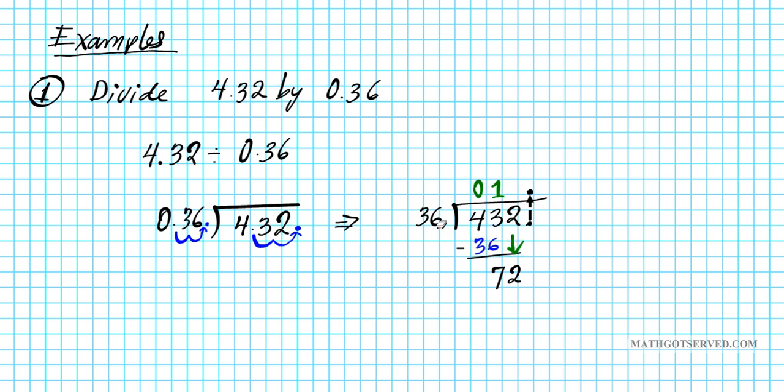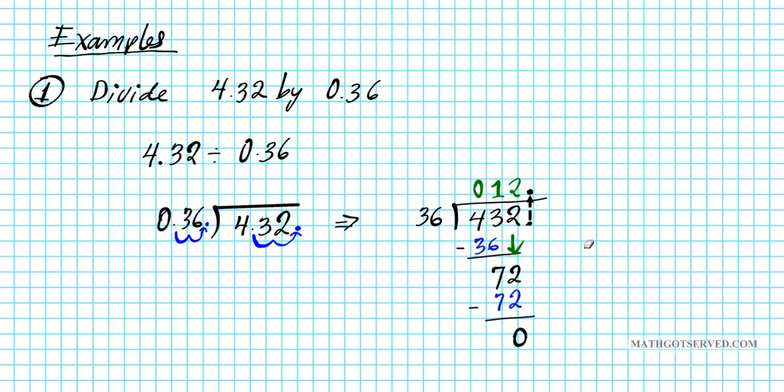What is 72 divided by 36? 36 goes into 72 twice. Okay, so it goes there twice. 2 times 36 is 72. Well, this is a nice problem. You have no remainder, no decimal. So if you subtract, you get 0.